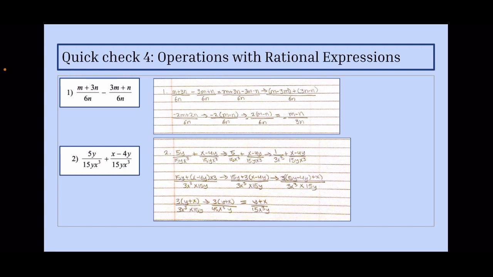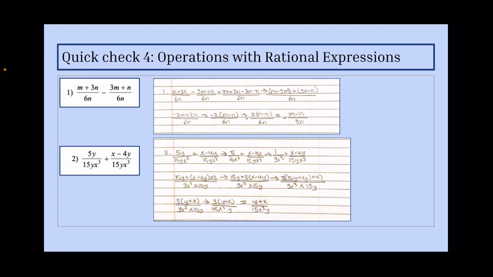Then we can remove the parentheses and collect the like terms. That will give us parentheses m minus 3m plus parentheses 3n minus n over 6n. We can further simplify the m minus 3m plus parentheses 3n minus n to negative 2m plus 2n over 6n. Then we can factor out the common term of 2, which will give us negative 2 parentheses m minus n divided by 6n. We can move the negative sign to the left and then simplify that further.